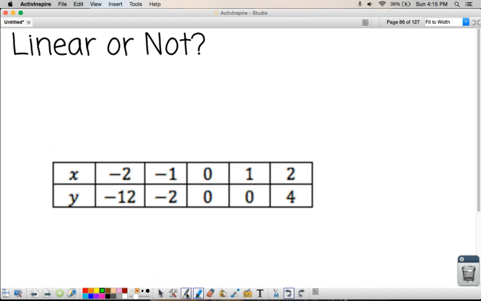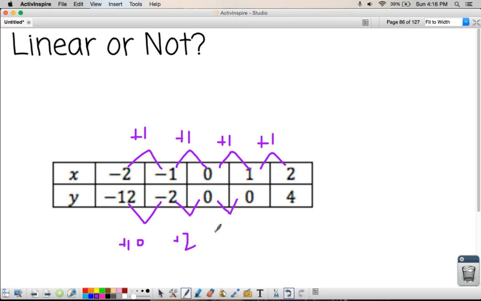So now we're going to look at our rate of change. So all across the top, I'm adding 1. Across the bottom, here I add 10. Then I add 2. Then I add 0. And then I add 4. So this one is not a function. So these are the same, but these are not the same.